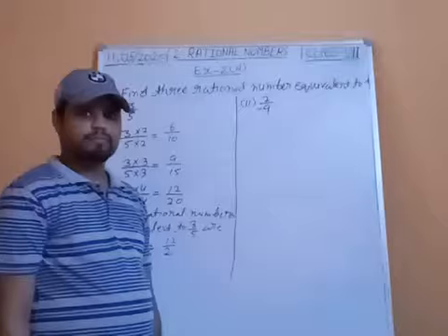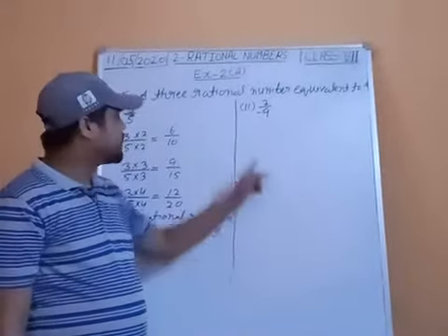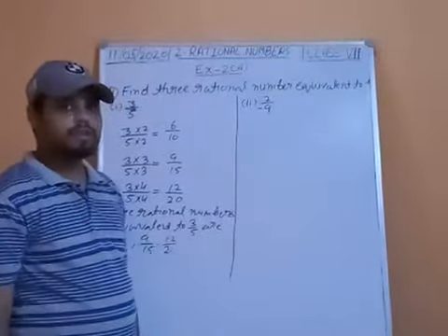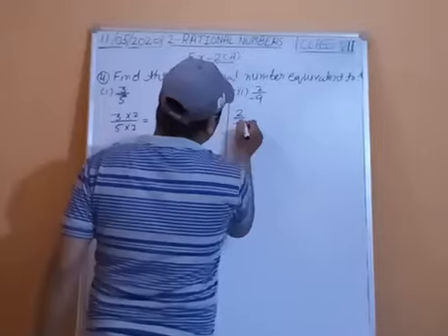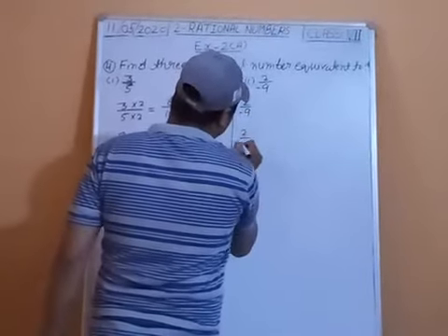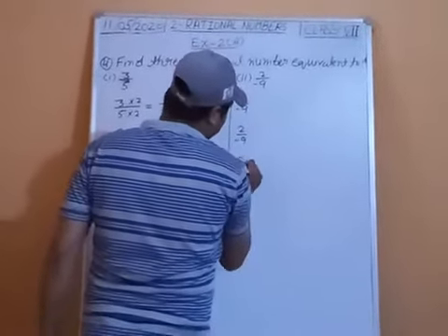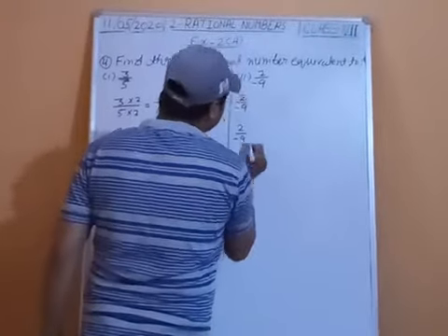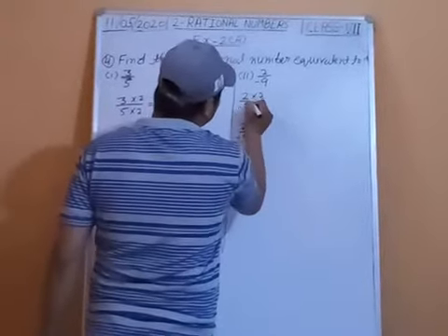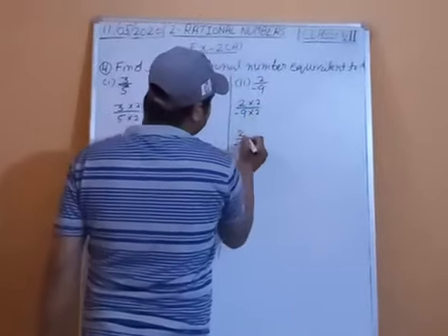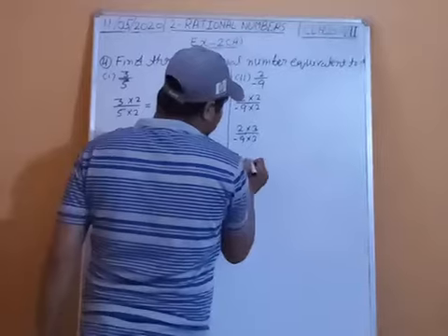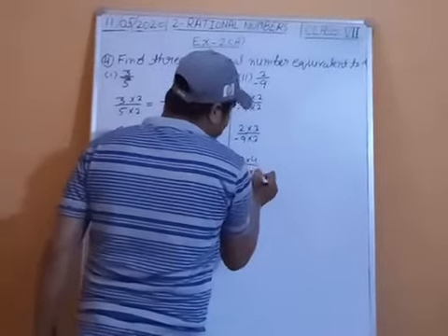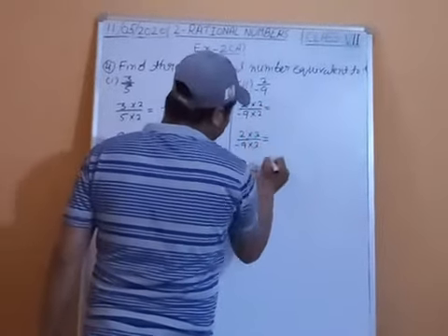Now come to the second part, which is 2 upon minus 9. We will do it in the same way. 2 upon minus 9, three times. Multiply by 2, here also by 2. Multiply by 3, here also by 3. Now by 4. So we will do the multiplication.